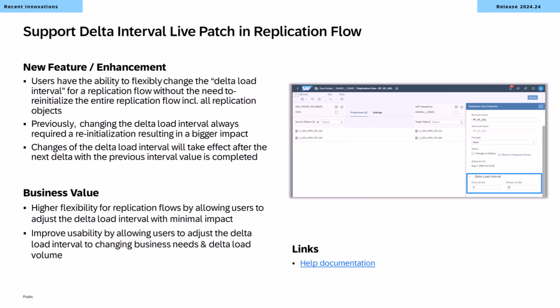With this story, users can now change the delta load interval on the replication flow level dynamically. They just need to go in, change the value, save and redeploy an existing one. That will not result in the situation that you need to reload everything. They can adjust it based on different needs, because requirements can change, and you may start with a certain interval and then want to change it in future for certain reasons.